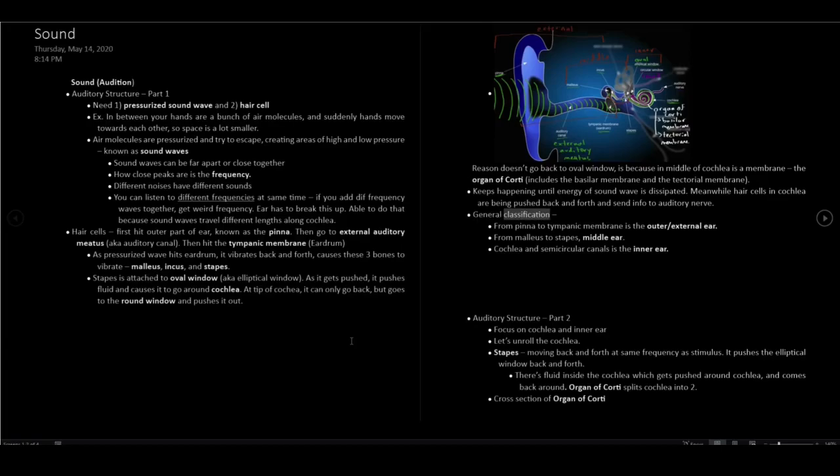General classification. From the pinna to the tympanic membrane is the outer or external ear. From the malleus to the stapes is the middle ear. The cochlea and semicircular canals are the inner ear.